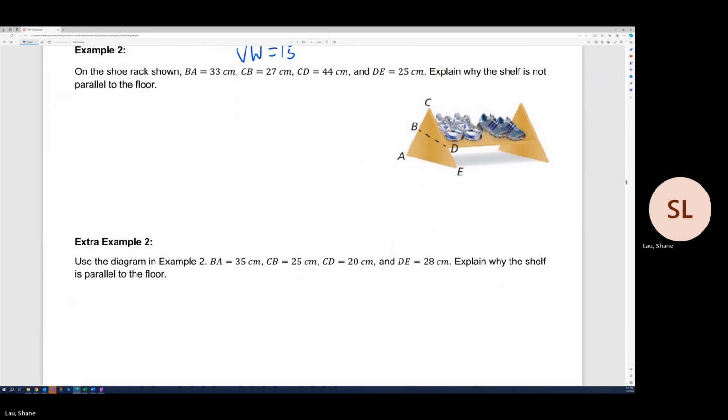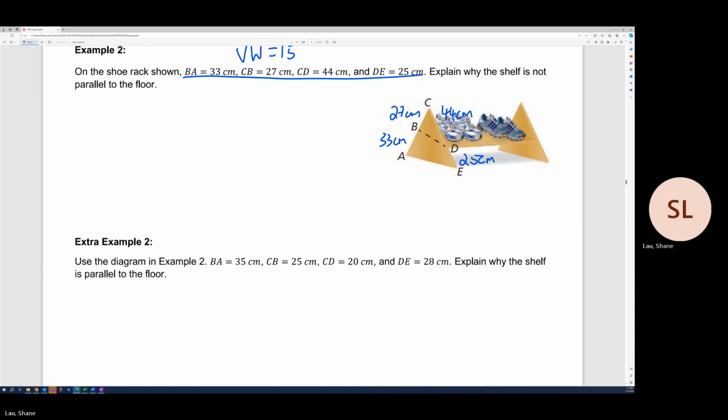Example 2. Here we have basically a word problem, but not quite as wordy as we may think. We have a bunch of values written in right there. Okay, so we're going to go ahead and fill in our diagram. BA is 33 centimeters, 27 centimeters for CB. CD is 44 centimeters, and DE is 25 centimeters.